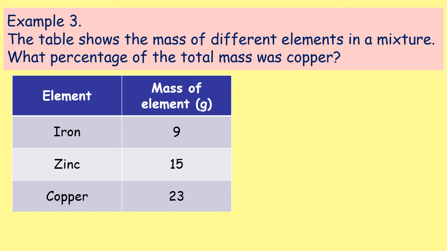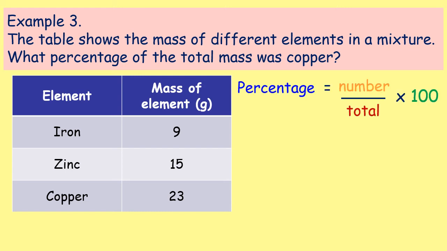What percentage was copper? So remember, percentage is our number of things that we're being asked about divided by our total number of things, and then we multiply it by 100. Now in this case, the number of things we have is our mass of copper. So our number is going to be 23. Our total is if we add the mass for each element together, that's going to give us our total. So 9 plus 15 plus 23. That gives us a total of 47.